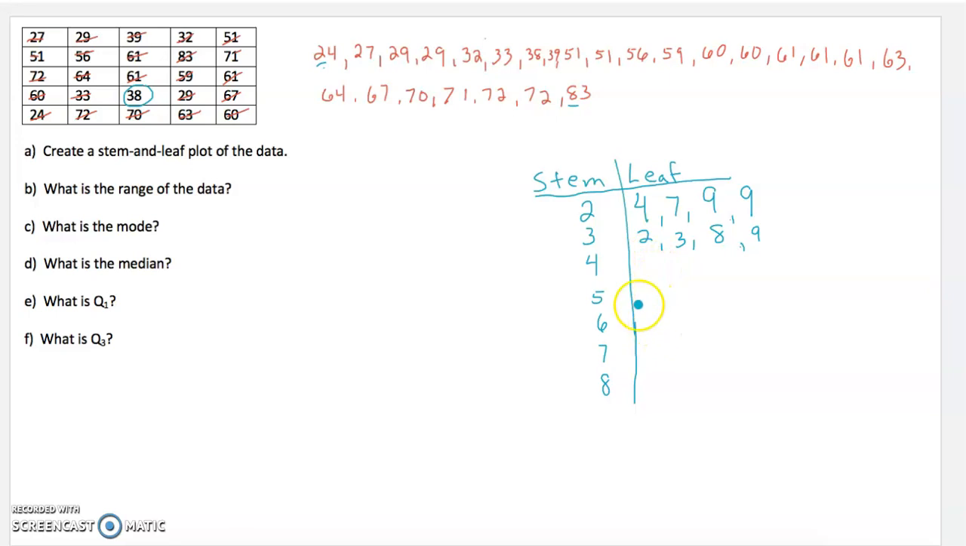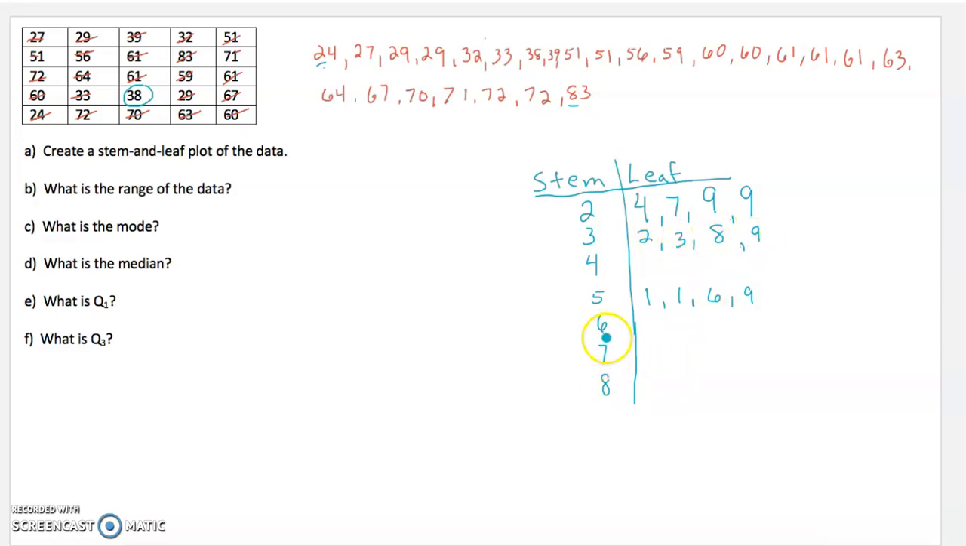Let's move on to the 5s. So I'm going to put 1, 1, 6, and 9. So I'm going to stop right there and ask you, see if you figured it out. This number right here, this 4, doesn't represent 4. It actually represents 24 because we use this stem to partner up with all these numbers. So this number represents 24, this represents 27, 29, and 29. So on and so forth. This represents 32, 33, 38, 39.